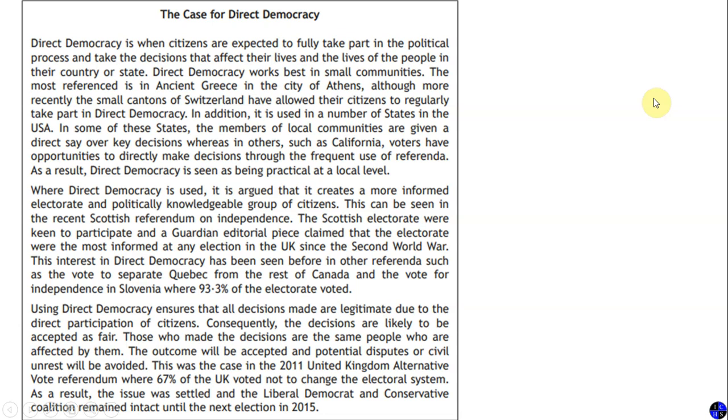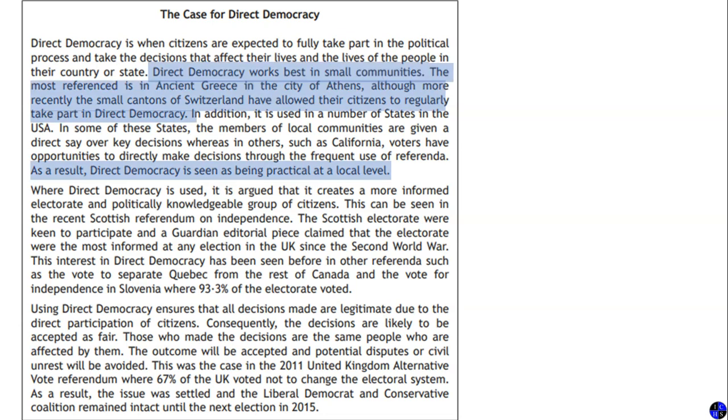So the first thing we have to do, looking at source A, in this case the case for direct democracy, is have a look at the paragraphs. This one has 3 different paragraphs. Each should be about some different aspect of direct democracy. So with a highlighter, have a look through source 1.